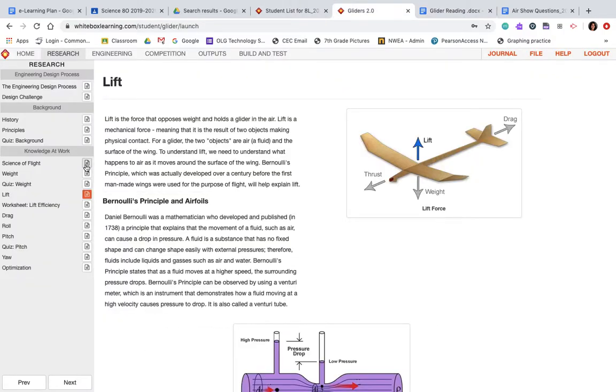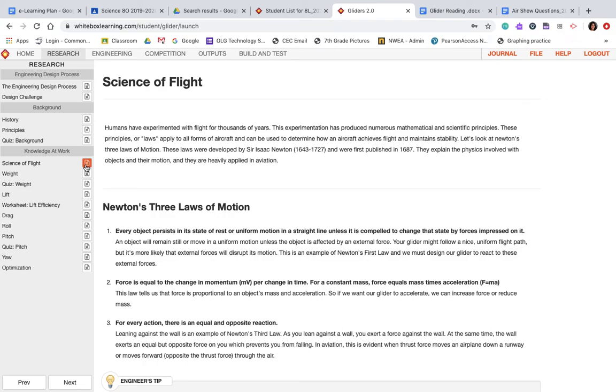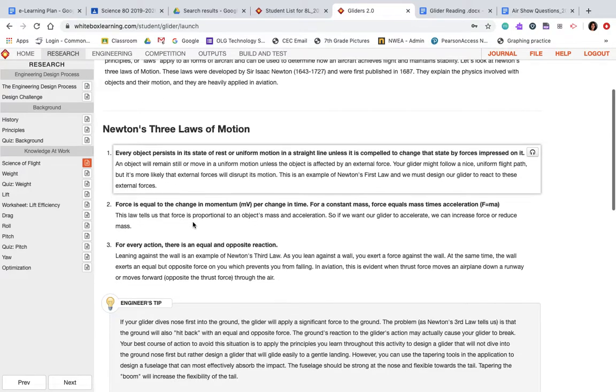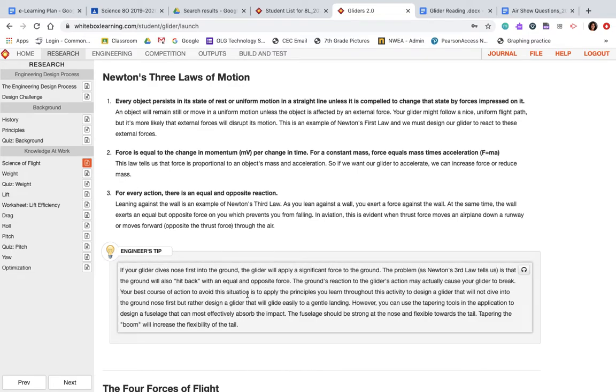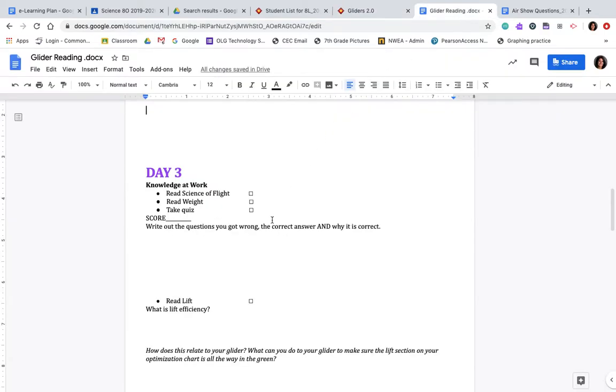If you go here, you are starting at Science of Flight. Again, a lot of this should be review for you. The things that you are going to really pay attention to are these engineer tips. Following these engineer tips will help you to build a more successful glider. Okay, you'll need to answer the questions in the quiz. Not answering a lot of questions for Science of Flight and weight because you've already done a lot of work with that, so it should be, again, review.